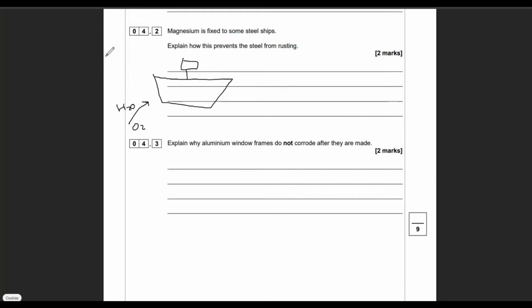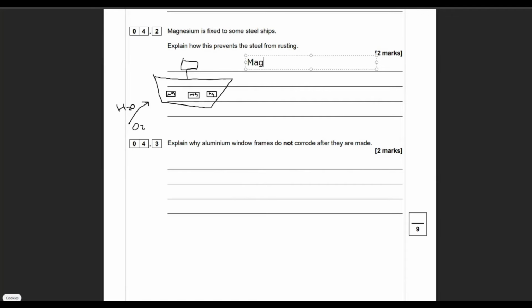So how does nailing blocks of magnesium to the hull of a ship help? They often use zinc rather than magnesium, but you could use magnesium. How does nailing metal blocks on the hull below the waterline prevent it rusting? Well, magnesium is more reactive than iron, and so reacts with the oxygen in the water instead, sacrificing itself and allowing the iron to remain unreacted and strong.